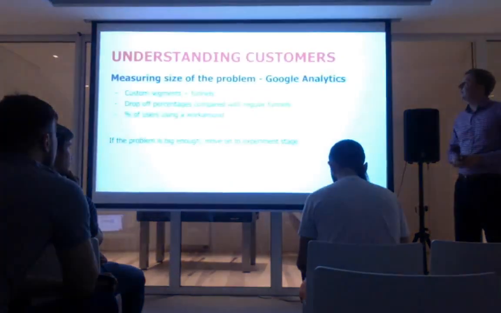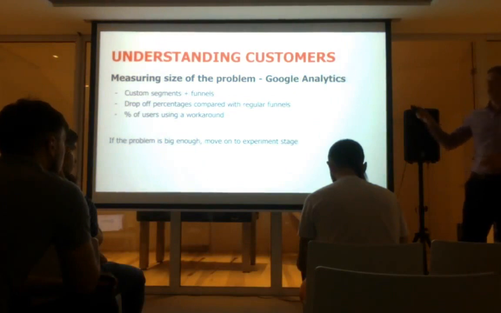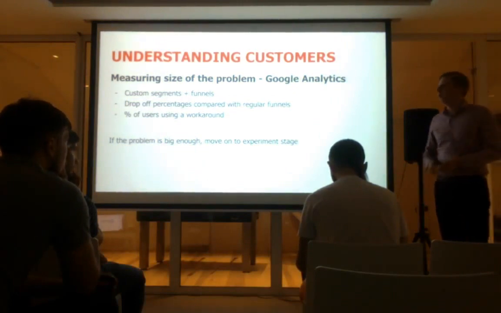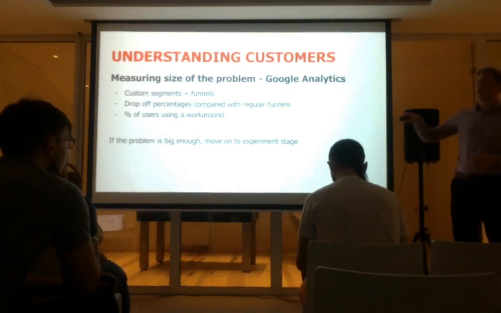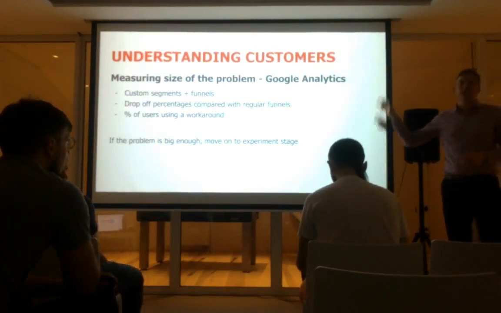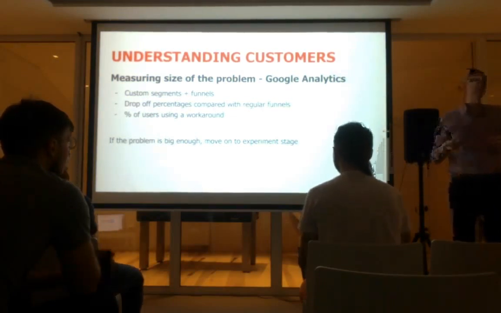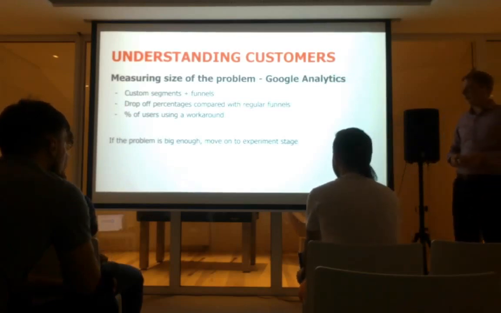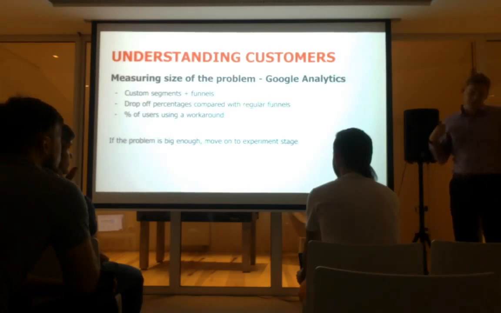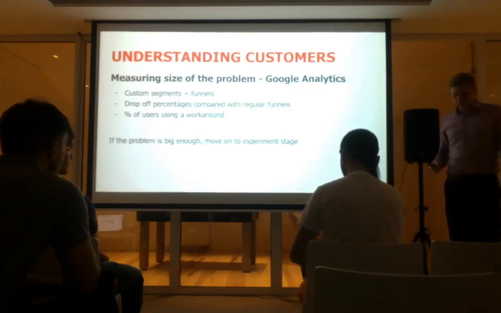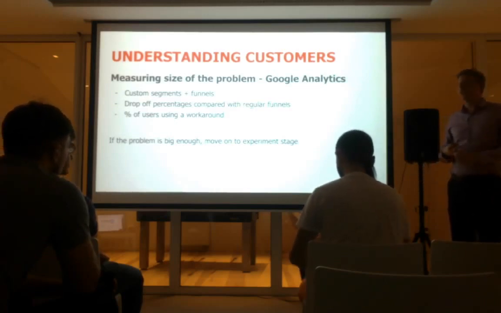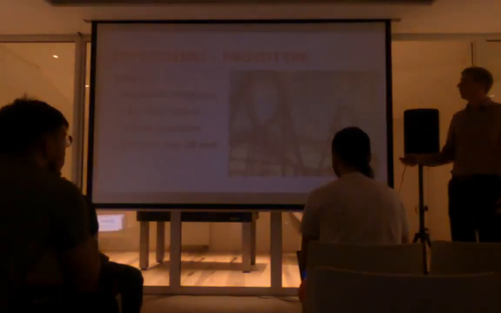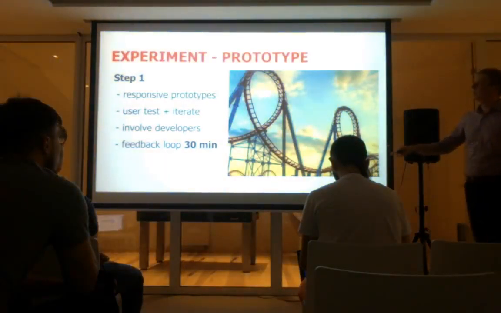Right. And the last step of understanding your customers is basically figuring out how big is the problem. What we do, we build custom segments in Google Analytics, apply the funnels, see the drop-offs, compare the public, and see how much money we're probably losing by not having the feature. If it's significant enough, and that's a very non-precise term, but if you feel that it's a good enough thing to keep investigating, you move on to the next stage, which is experimenting. This is feedback loops, by the way.